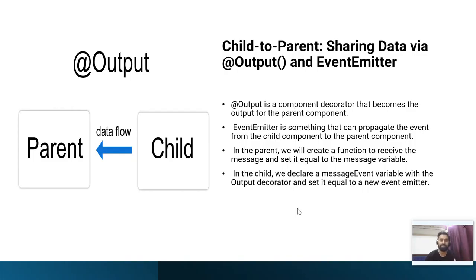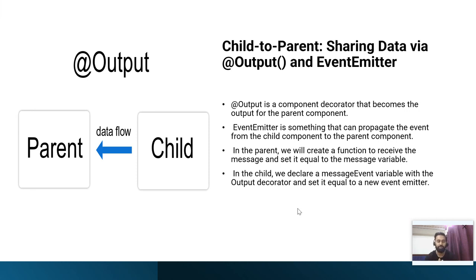In the child, we declare a message event variable with the @Output decorator and set it equal to a new EventEmitter. So these are the main steps we have to do. Don't worry, I will show you with an example how to transfer data from a child component to a parent component using @Output and the event emitter.